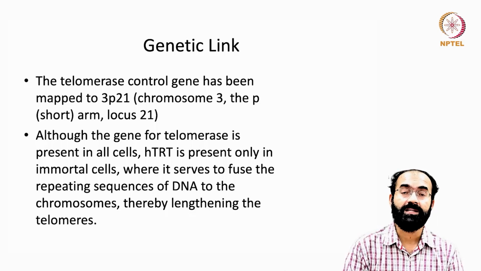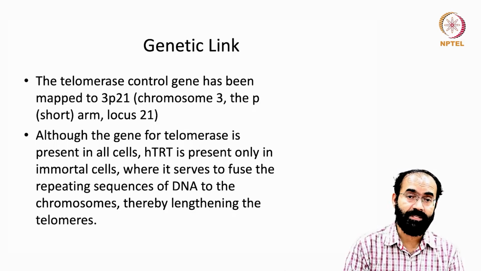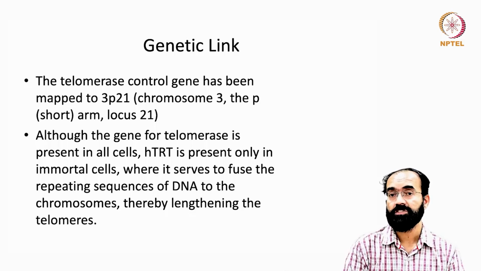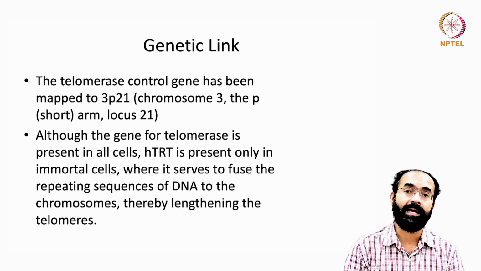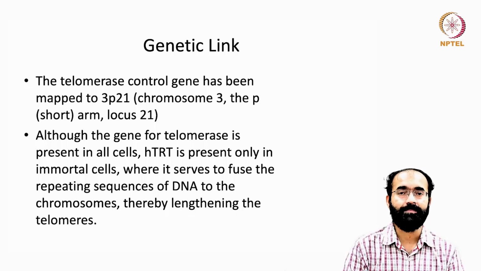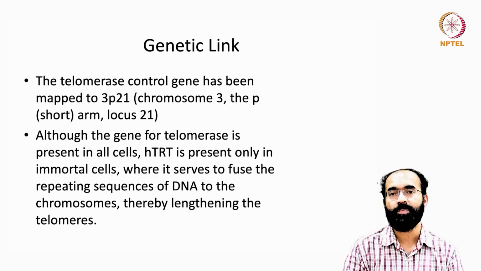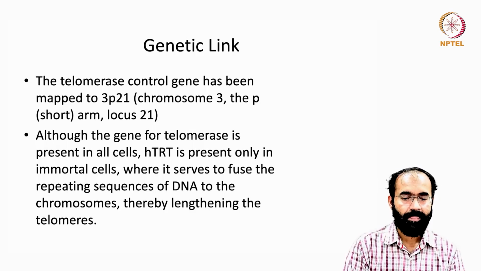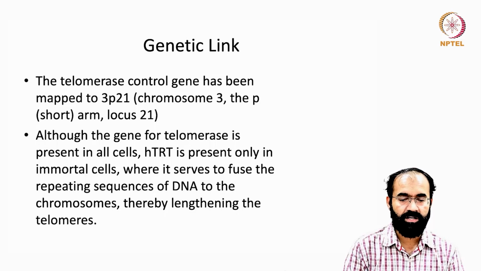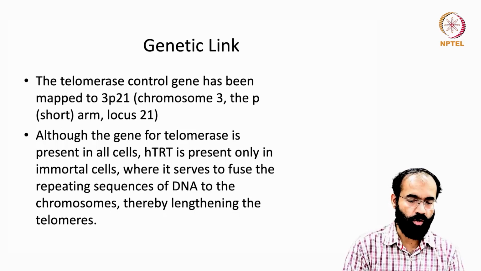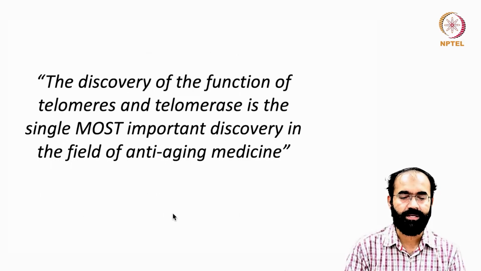only in immortal cells. So human telomeric specific reverse transcriptase, hTRT. This telomeric repeat has to be added because of the presence of an RNA template inside the telomerase enzyme. Telomerase is a protein enzyme. It has an RNA template which is capable of producing this repeat. So hTRT is basically the name of this enzyme, and it is usually seen only in the immortal cell, where it serves to fuse the repeating sequence of DNA to the chromosomes, thereby lengthening the telomeres.